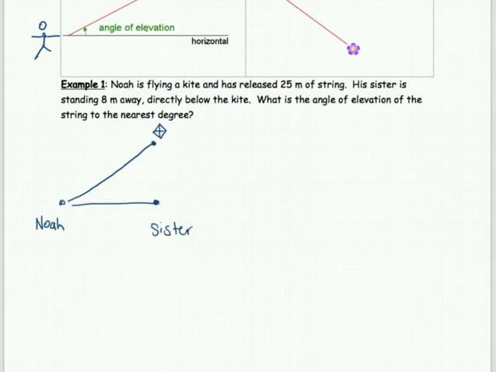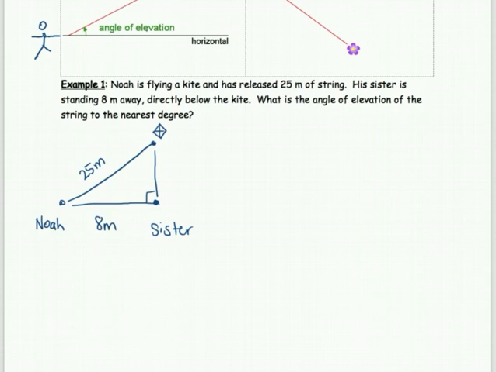Okay, so there's Noah, the sister, and she's directly under the kite. Let's label some things here. We know that there's been 25 meters of string. Sorry, my line was a little bit wobbly. It should be nice and straight. And the sister is 8 meters away, but she's directly below the kite. So when you're directly below like that, you will make a right angle here.